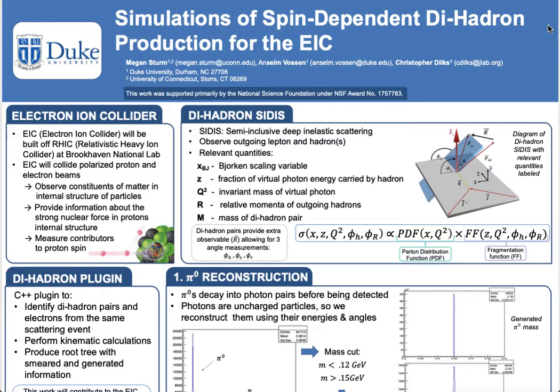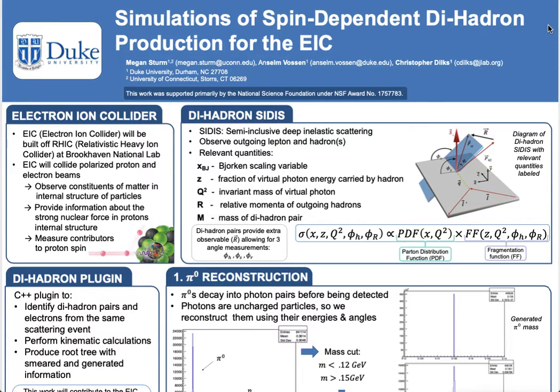So we were working on this simulation for dihadron semi-inclusive deep inelastic scattering. Just a little bit of background on that: you have an incoming lepton, which exchanges a virtual photon with a nucleus, and then you observe your outgoing hadrons and lepton. Specifically with dihadron pairs, we get this extra observable, R, the relative momenta between the two outgoing hadrons. And this allows for 3 angle measurements.